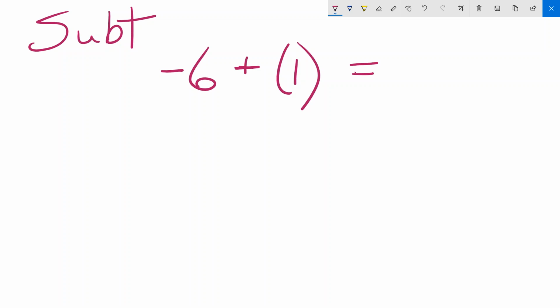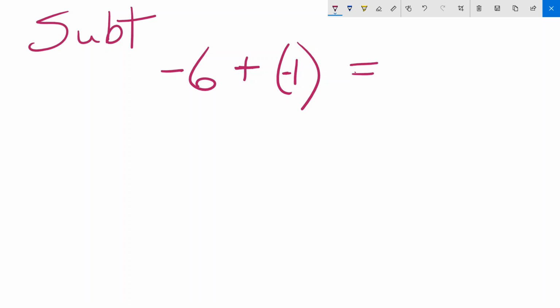So in order to do that, I've got to change the sign on what was being subtracted. What was being subtracted was a +1. So if I'm going to add it, I have to change it to a -1. Now we have an addition problem. You know how to do this. What is this? You turn it into a negative number?